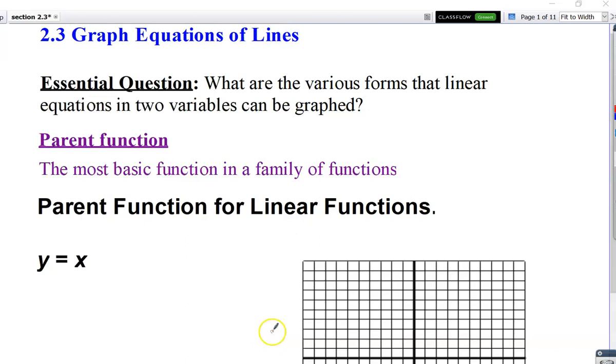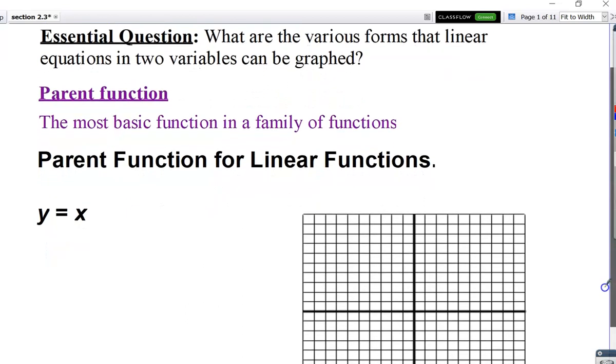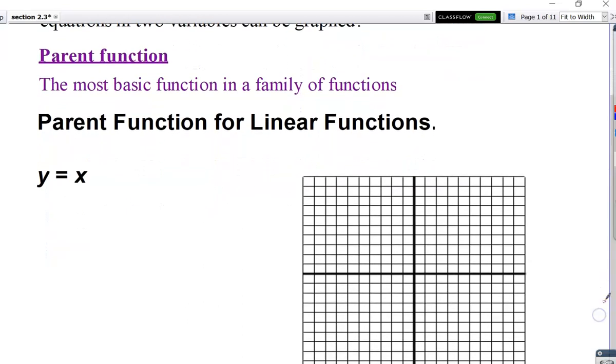All right, today we're going to talk about graphing equations of lines, section 2.3, and the essential question: what are the various forms that linear equations in two variables can be graphed? So one topic we're going to talk about first is what's called a parent function, and that's the most basic function in a family of functions.